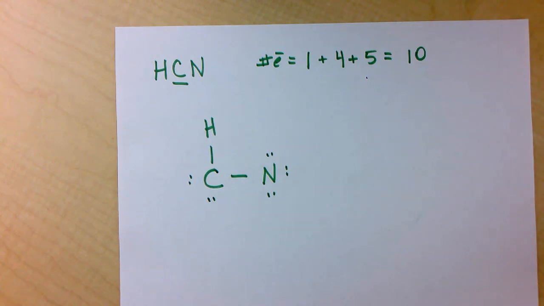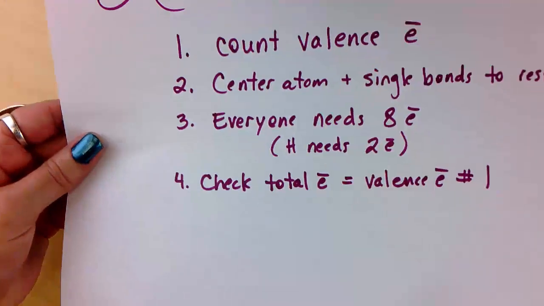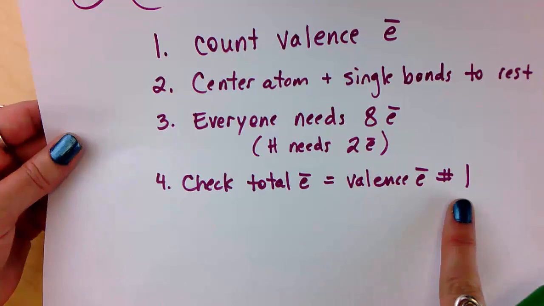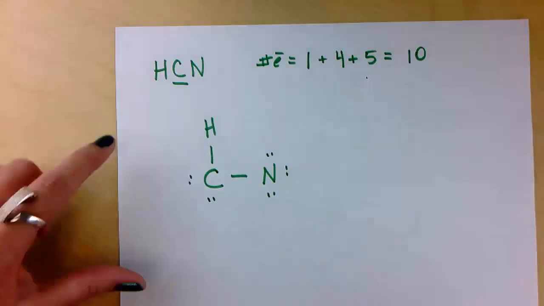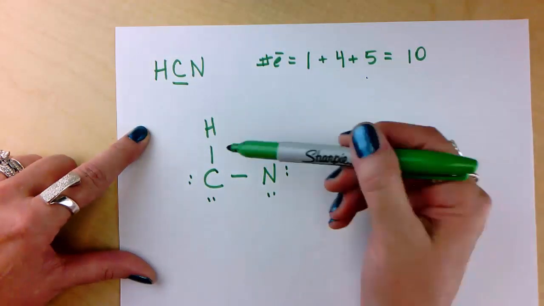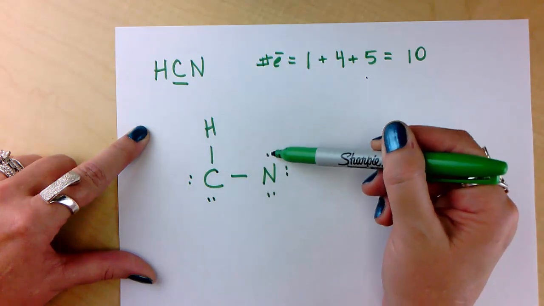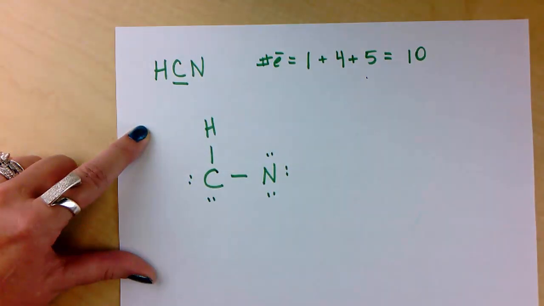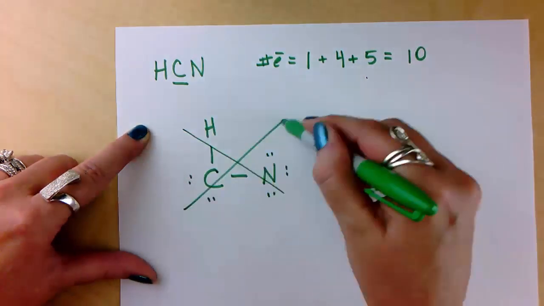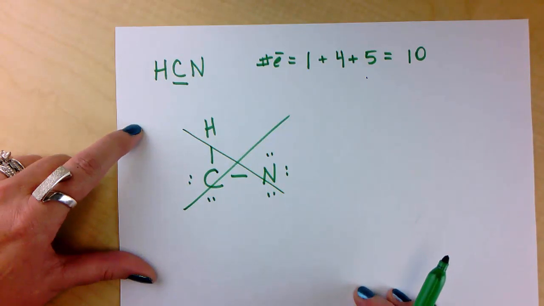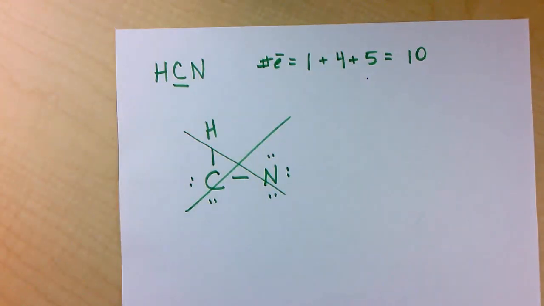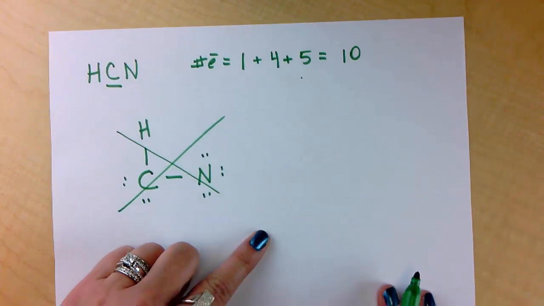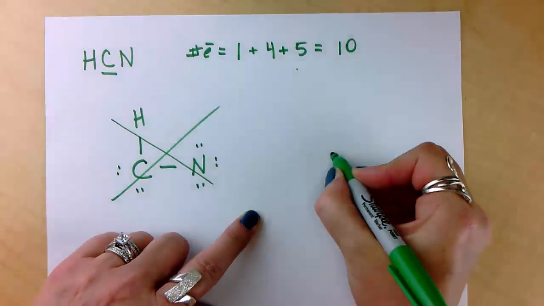Now, if you remember, our last step is to check that our electrons in the picture equal what we added up in step 1. Let's count our valence electrons: 1, 2, 3, 4, 5, 6, 7, 8, 9, 10, 11, 12, 13, 14. Oh my, that doesn't equal 10. So this is incorrect. Single bonds did not work. What do we do if single bonds don't work? You're correct if you say, start over, and this time try a double bond.